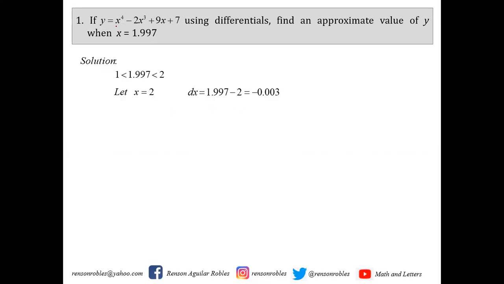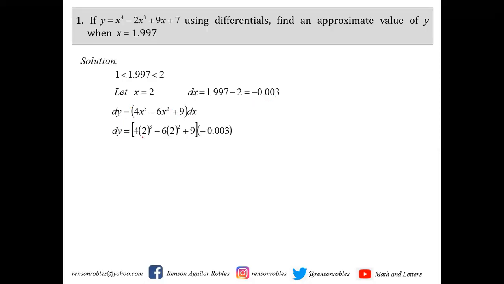And then differentiating y, we have dy equals the derivative of x to the 4 minus 2x cubed plus 9x plus 7, and that gives us 4x cubed minus 6x squared plus 9 dx. And therefore, since x equals 2 and dx is negative 0.003, we say that dy is equal to the quantity 4 times 2 cubed minus 6 times 2 squared plus 9 times negative 0.003. And with the aid of a calculator, dy is equal to negative 0.051.